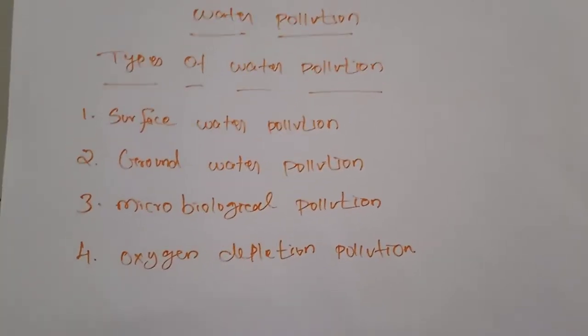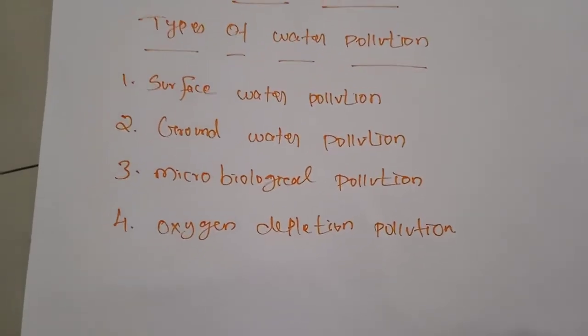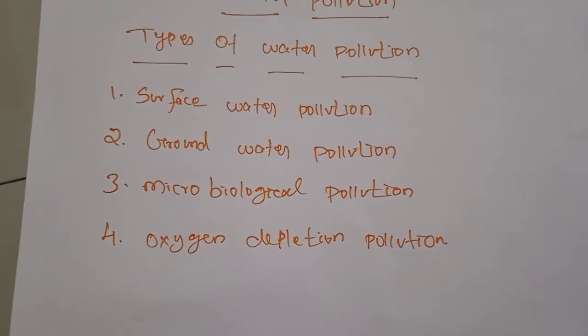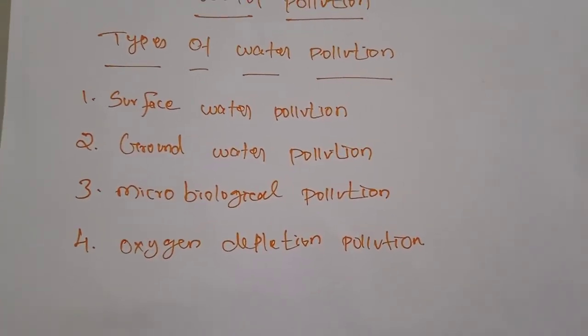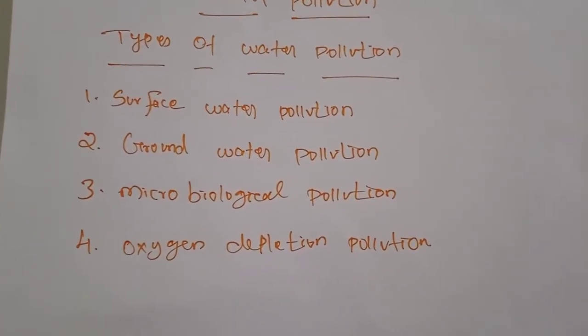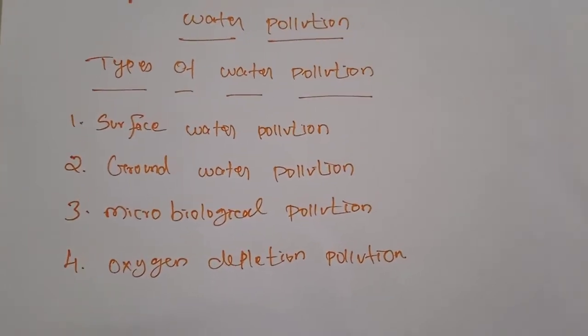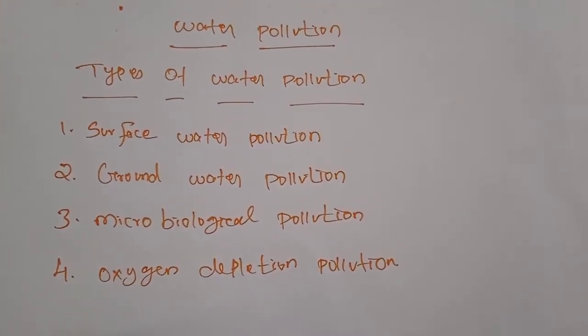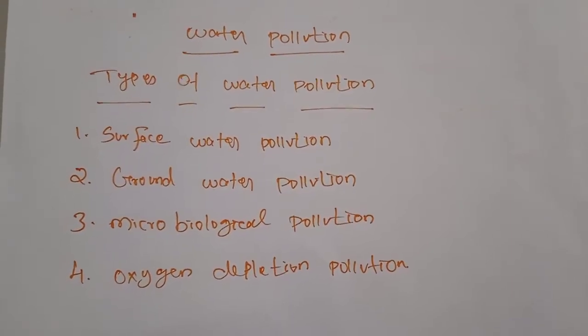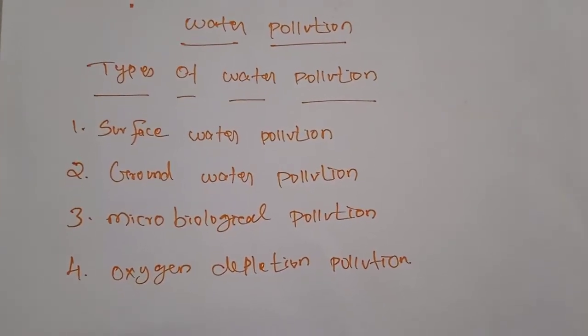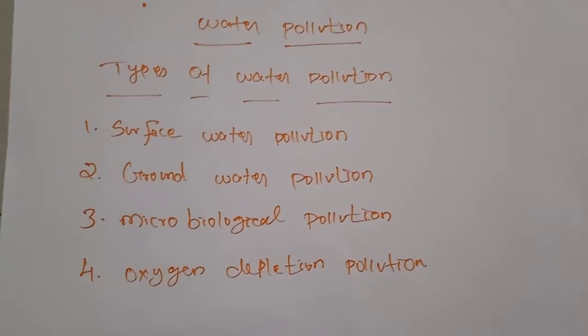What are the types of water pollution? First, surface water pollution, groundwater pollution, microbiological pollution, and oxygen depletion pollution. So wherever the water is polluted by human activities, it is considered as water pollution.